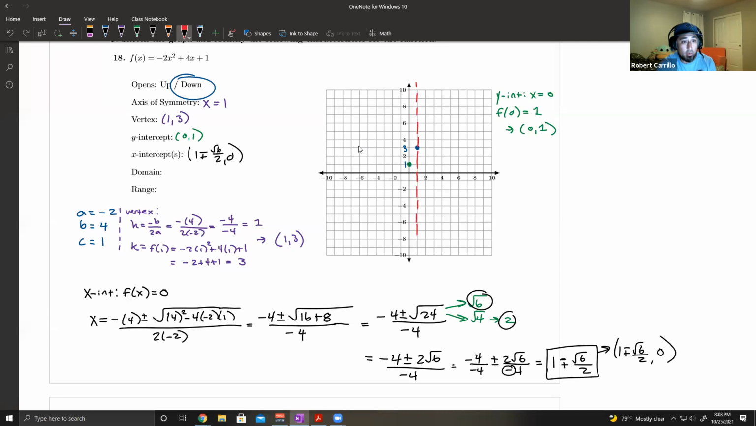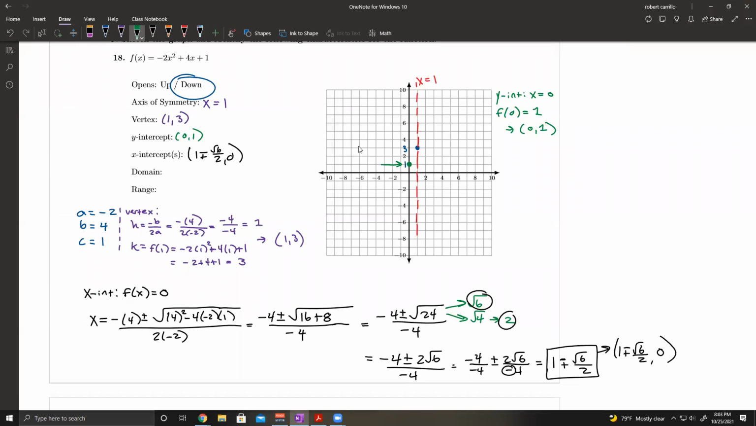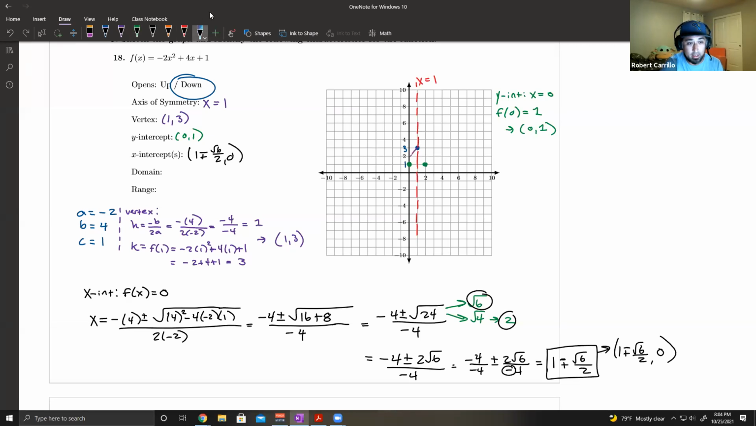So how can I find one more point to help us graph this? What could I do here? Can I reflect that point over? Yes. Since it's only one space away, it's going to be one space away that way. And just connect. And then right here are those nasty decimal x-intercepts.